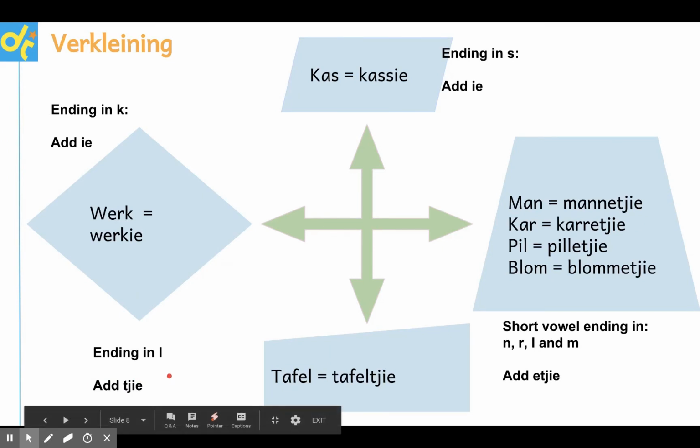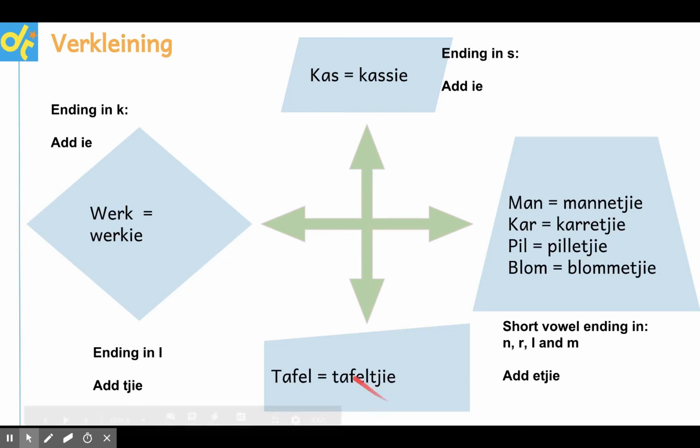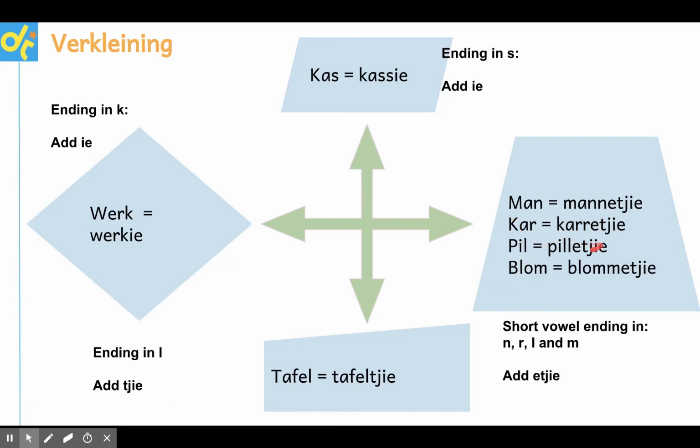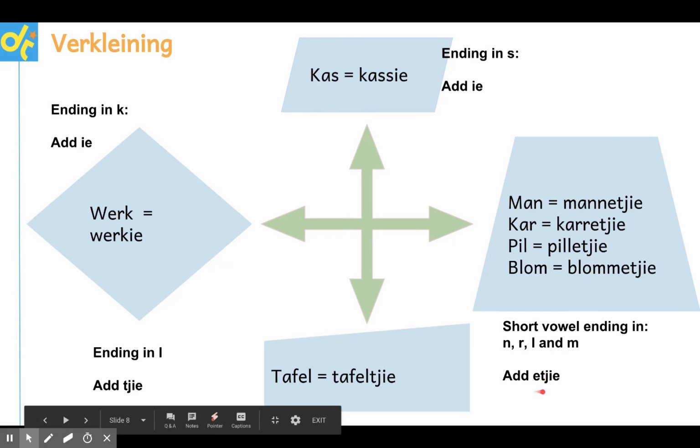Ending in L, add a TJIE. Words ending in L, add a TJIE. Tafeltjie, stoeltjie. Bril has got a short emphasized vowel, so it will be brilletjie. Man, mannetjie, kar, karretjie, pil, pilletjie, blom, blommetjie. Short vowel ending in N, R, L, and M, add an ETJIE. Make sure you double your consonant because of the short vowel.